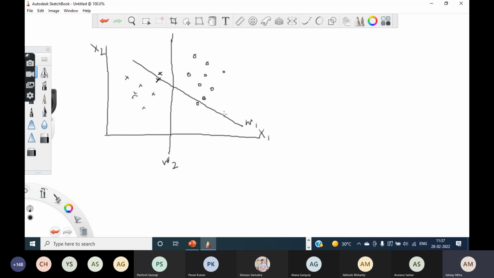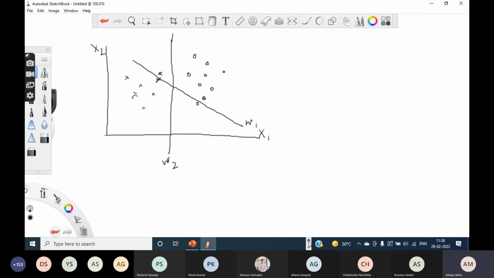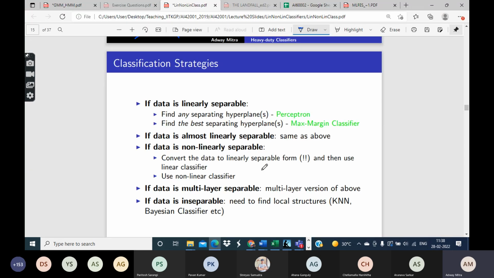So when we consider W1, its margin with respect to the data set is very low. In fact, the margin with respect to the circles is very low, and with respect to the crosses also, the margin is very low. But if you consider W2, its margin with respect to both classes is quite high. So by this logic, we will go for the kind of classifier, or linear structure or hyperplane, which is capable of giving me the maximum margin. That is what we call the max margin classifier.